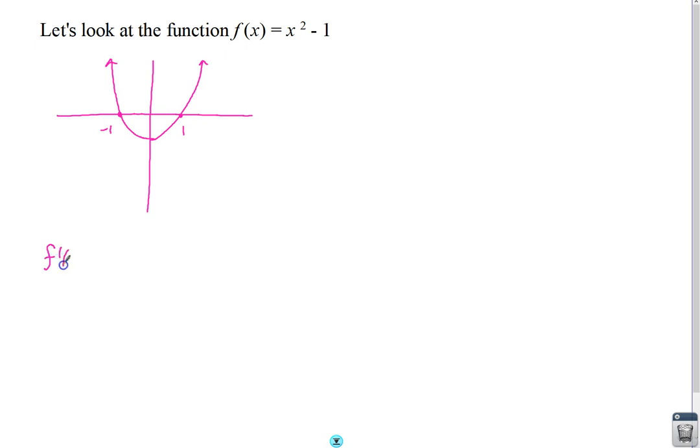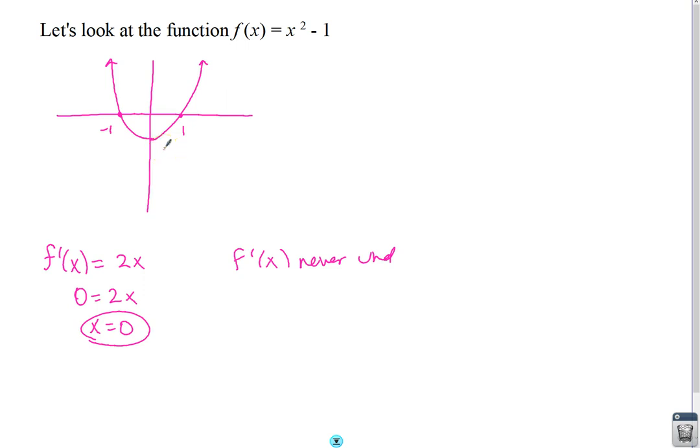So f prime of x is equal to 2x. I set that equal to 0, so 0 equals 2x, x equals 0. F prime of x is never undefined. So the only critical number I have right here is x equals 0. Now, knowing what the graph looks like, I know that this is going to be a relative minimum.